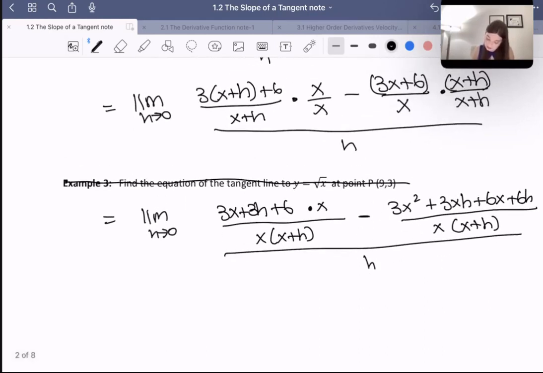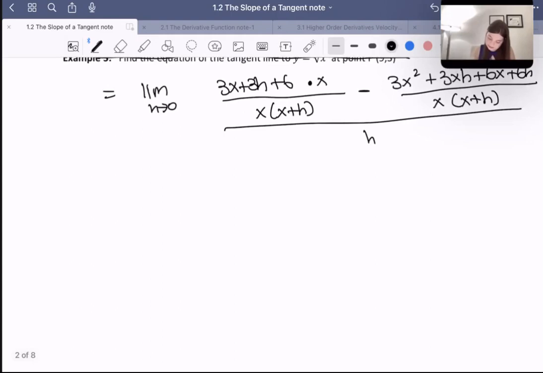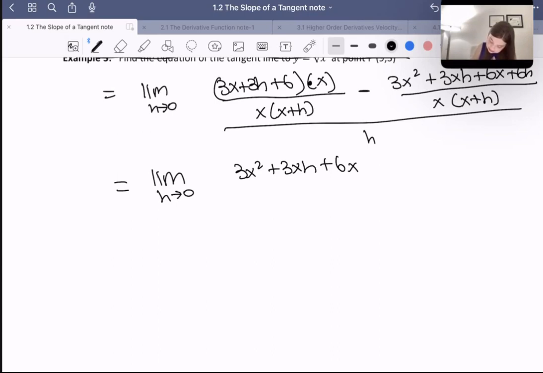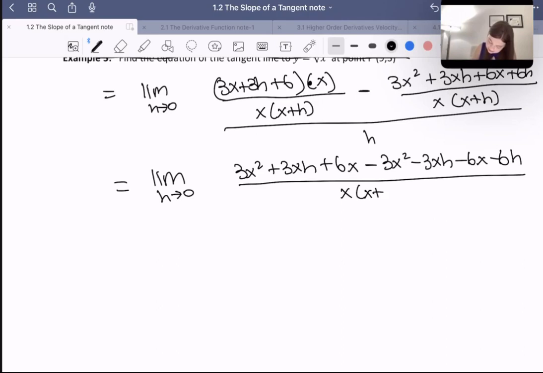Now I'm going to simplify this first one a little bit more. Limit as h approaches 0, 3x squared plus 3xh plus 6x, and then subtract 3x squared minus 3xh minus 6x minus 6h all over x times x plus h, all over h. Now I'm going to simplify.